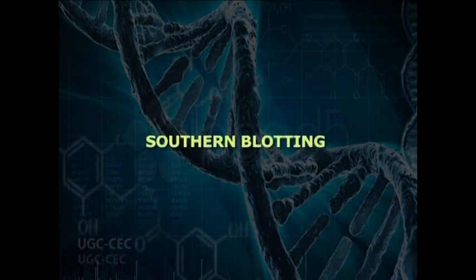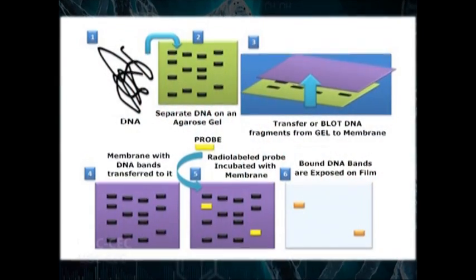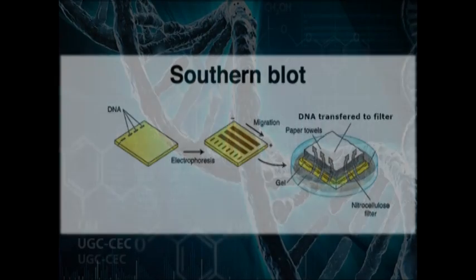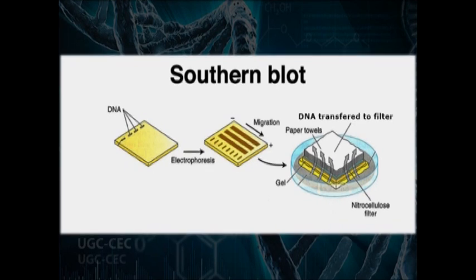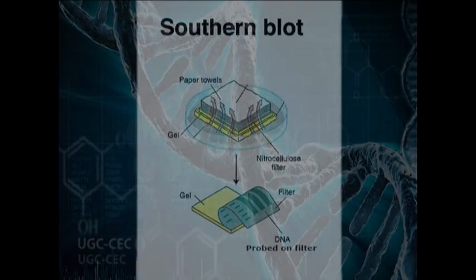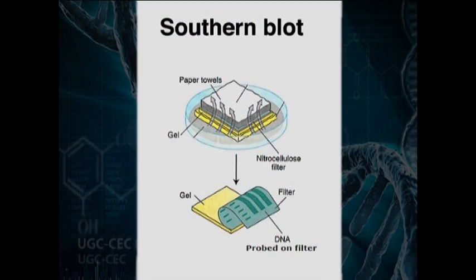Next we have Southern blotting. The DNA is blotted or transferred from the gel onto a nitrocellulose or nylon membrane. This is a special membrane onto which the DNA binds exactly in the same manner as it was separated in the gel. The blot is incubated with many copies of a probe which is single-stranded DNA. This probe will form base pairs with its complementary DNA sequence and bind to form a double-stranded DNA molecule.